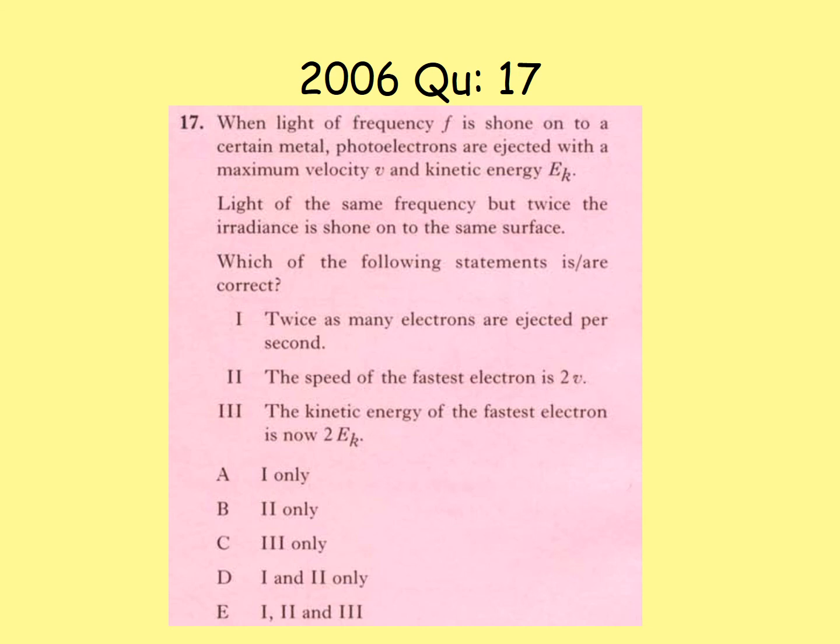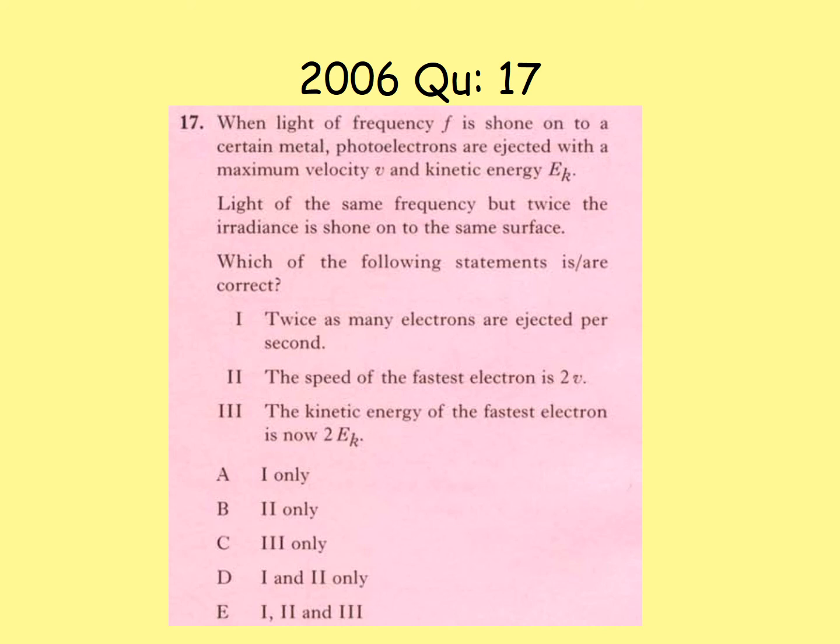2006, question 17. When light of frequency f is shone onto a certain metal, photoelectrons are ejected with a maximum velocity v and kinetic energy Ek. Now this looks very familiar, doesn't it? That's because it's exactly the same as a previous question. All they've done is jumble up the sentences. So you'll find that the SQA does that. There's only so many questions you can ask about the photoelectric effect, so we can repeat certain questions. They might be slightly ordered differently. Which of the statements is or are true?